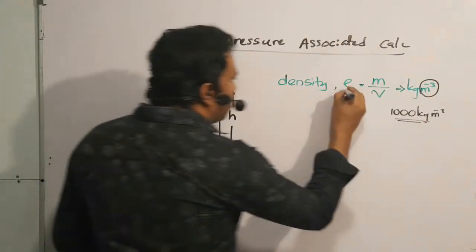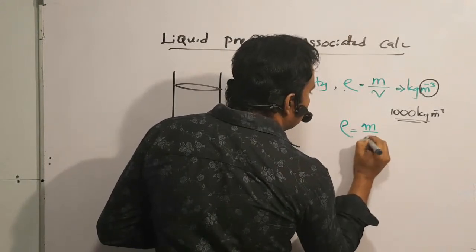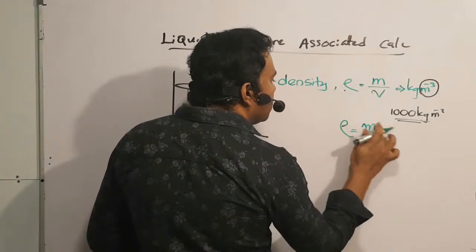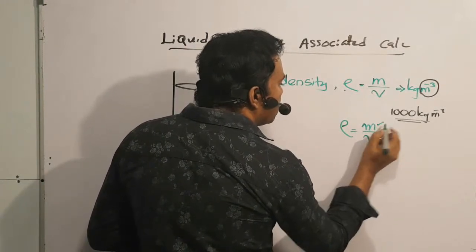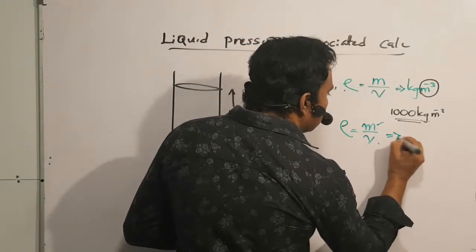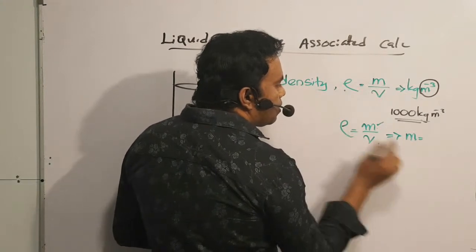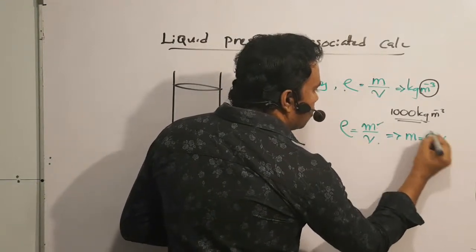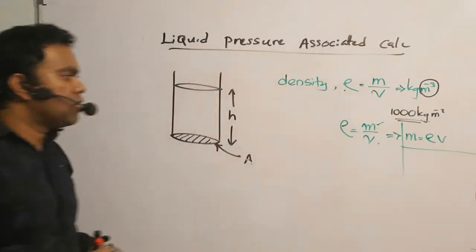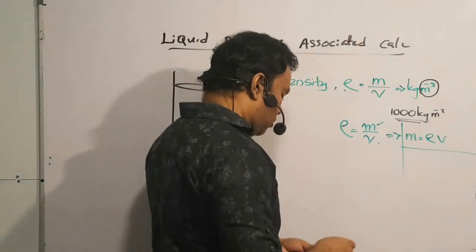So, if you know the density, you can find whatever the other variable, and if you know the density you can find the mass. So subject the mass equals density times volume. Okay, so this is one important thing we learned there. Mass equals density into volume.